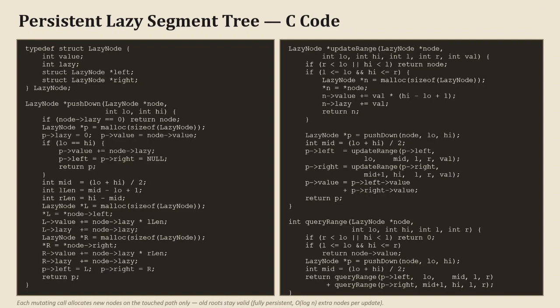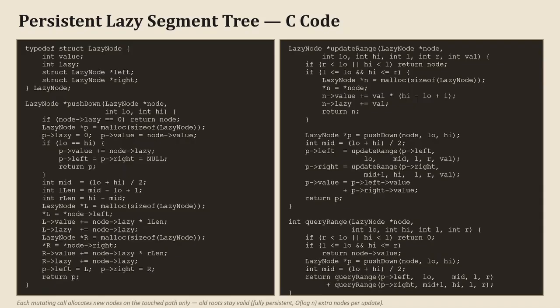In the final code there are three functions: push down, update range, and query. Push down clones the node, zeros its lazy, then clones both children and forwards the pending lazy to each, stacking it onto their value and lazy fields.